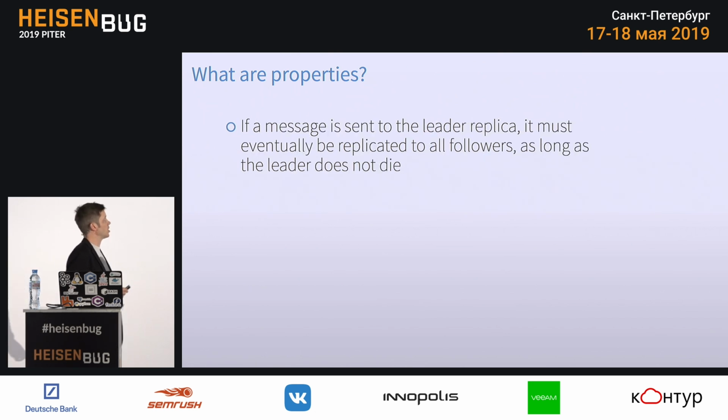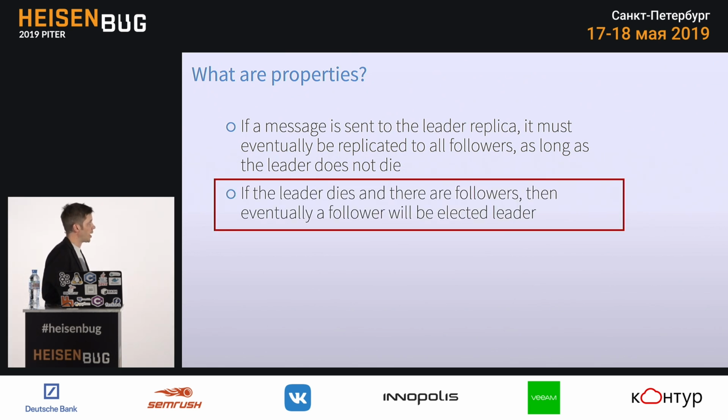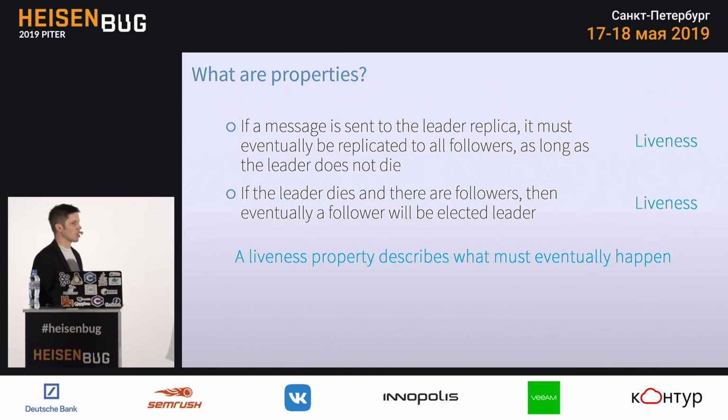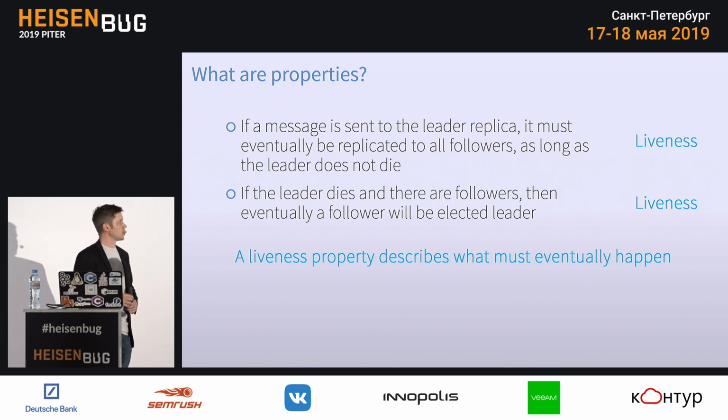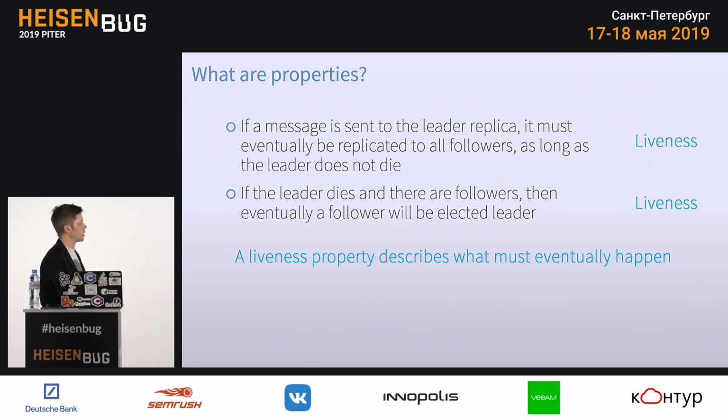Other types of properties: if a message is sent to the leader replica, it must eventually be replicated to all followers as long as the leader does not die. If a leader dies and there are followers, then eventually a follower will be elected leader. So these are liveness properties. These say when something must happen, or that something must eventually happen. The fact that we don't lose messages must always be true. But when a leader dies, all liveness properties say is that eventually a follower must be elected leader.